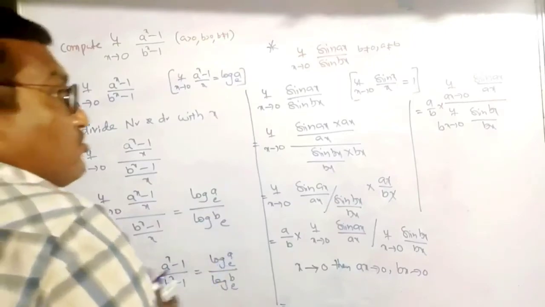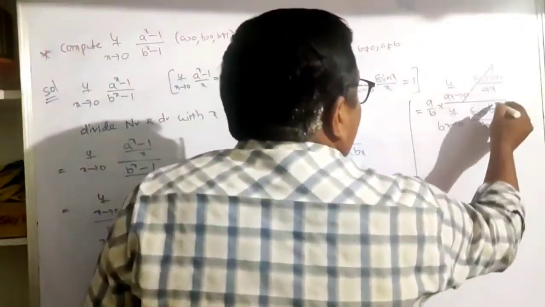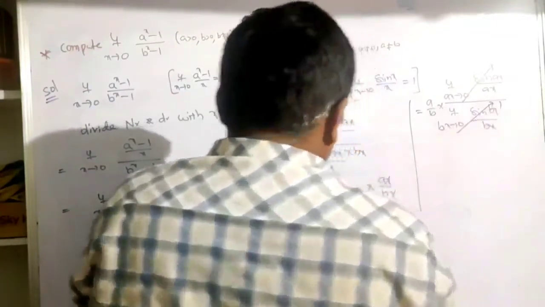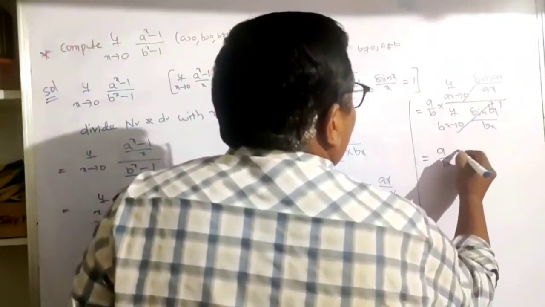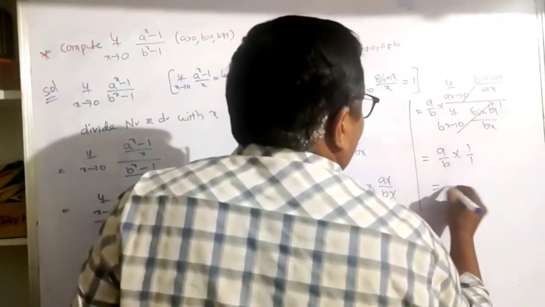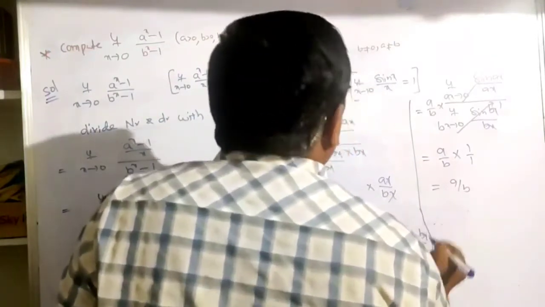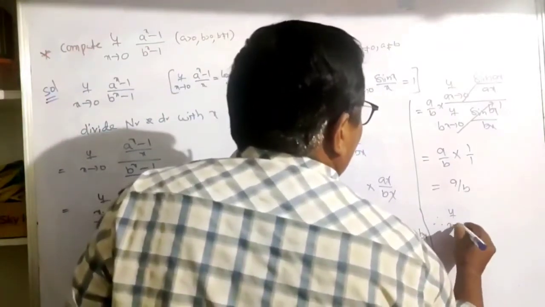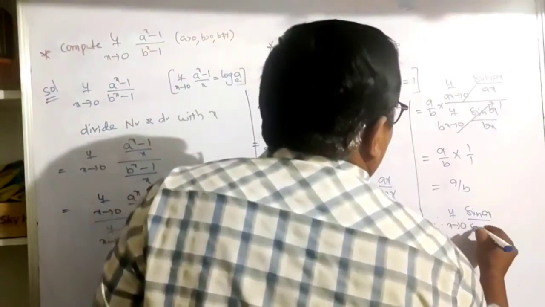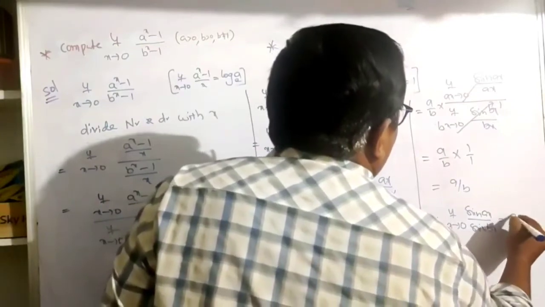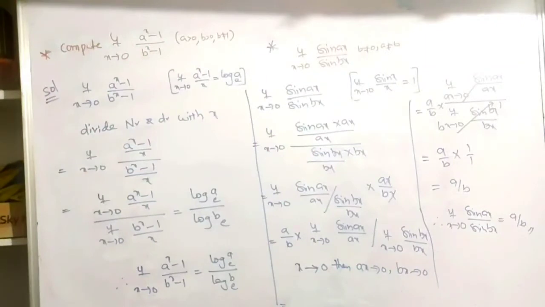So now these two values, this is 1 and this is also 1. Now what we have is a by b into 1 by 1, nothing but a by b. Therefore we have limit x tending to 0 sin ax by sin bx is equal to a by b. This way you can convert the answers.